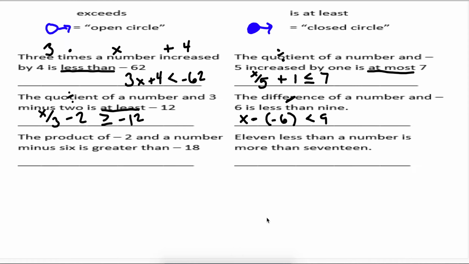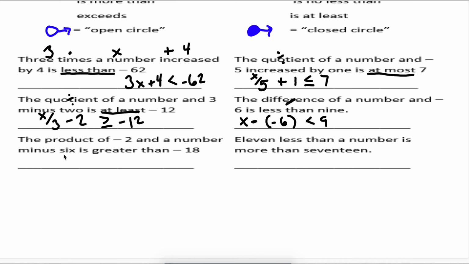And a negative 6. Last two here, product. Product is multiplication. The product of negative 2 and a number minus 6 is greater than negative 18. So good at this, guys and gals. 11 less than a number is more than 17. Well, that looks like it has two of them. 11 less than a number is more than 17.